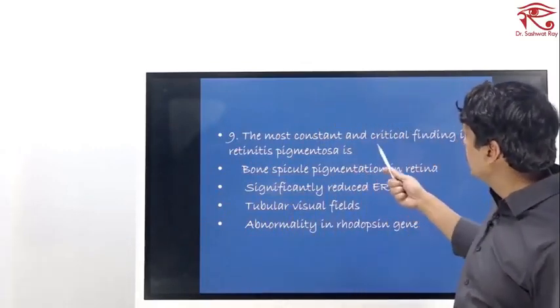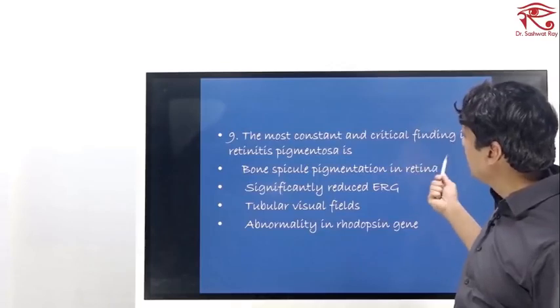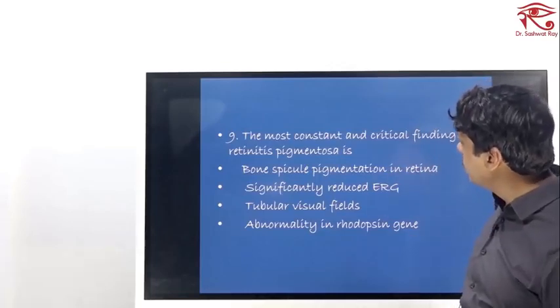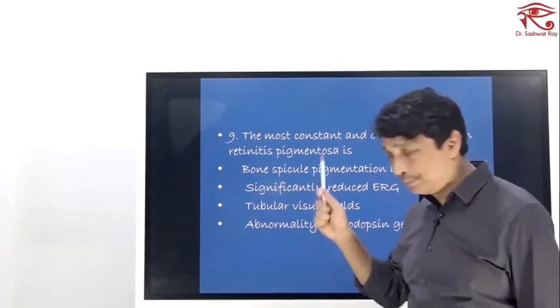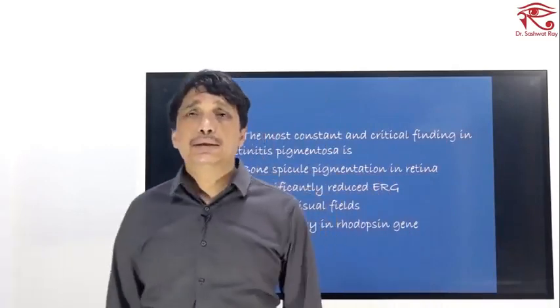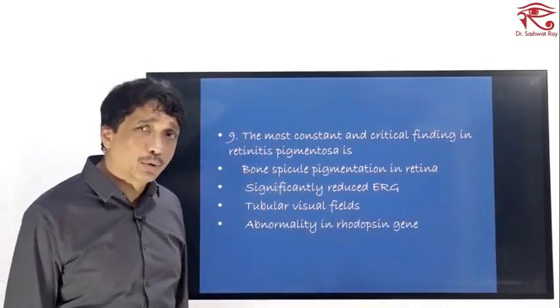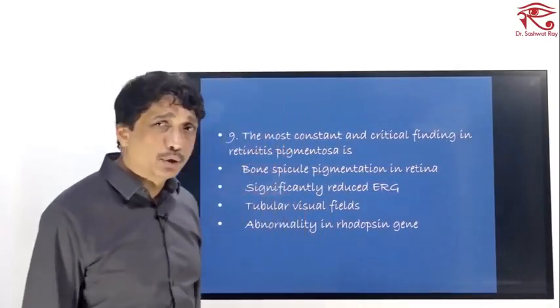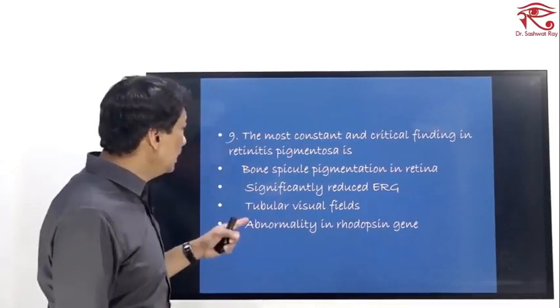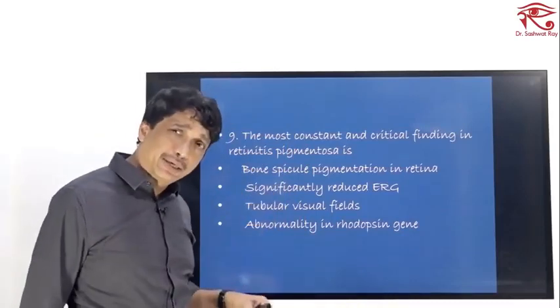The most constant and critical finding in retinitis pigmentosa is A, bone speckle pigmentation retina. Dear me, no, not at all. In many cases, we do not get this pigmentation at all, so this is not one feature you should depend upon. Second, significantly reduced ERG, yes, that is the correct answer.